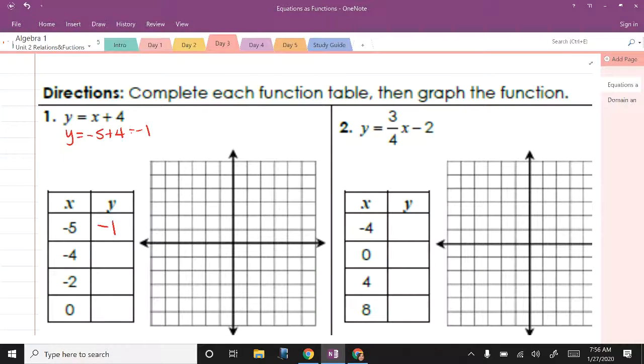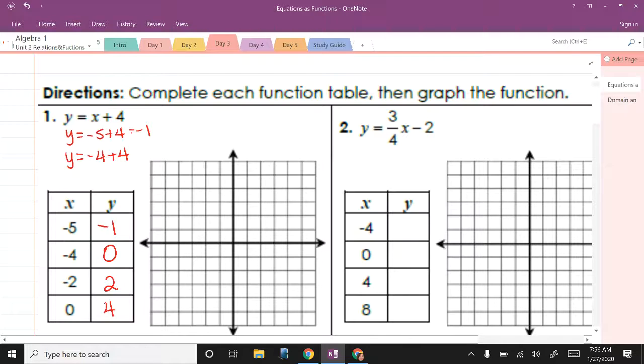All right. And so I'm just going to do a few of them on the screen. I'm not going to plug all of them in on the screen because I think we can do basic math, hopefully, or we wouldn't be in this class. The next one, I plug in negative 4 for X. So what is negative 4 plus 4? 0. And then I plug in what for X? Negative 2. What's negative 2 plus 4? Positive 2. And then I plug in 0 for X. And what is 0 plus 4? 4. So 0, 4 is my last ordered pair.